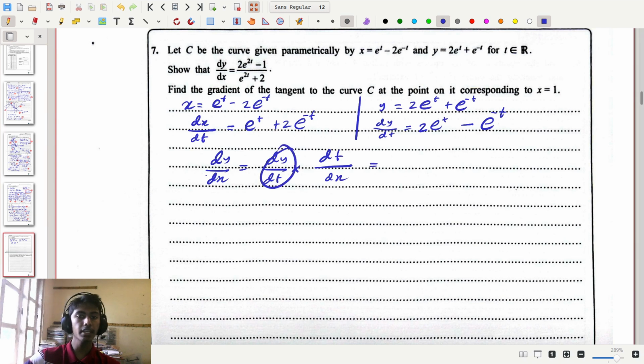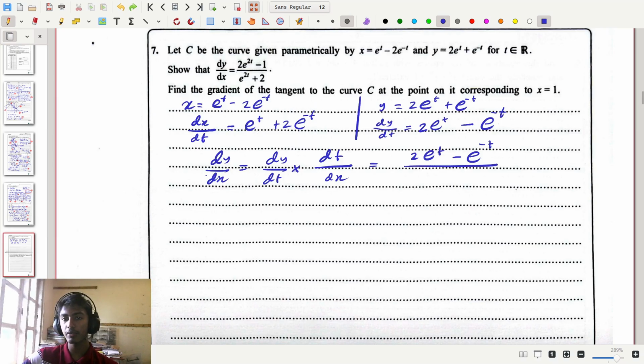Now dy by dt we can directly substitute. It is this part over here, 2 times e to the power of t minus e to the power of minus t. And as for dt by dx, it is equal to 1 divided by dx by dt. So we need to basically divide by this thing right here, e to the power of t plus 2 times e to the power of minus t.